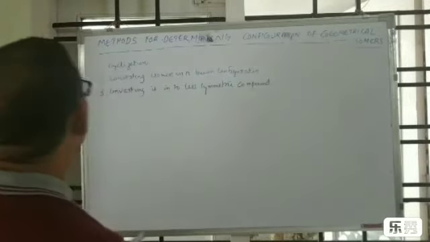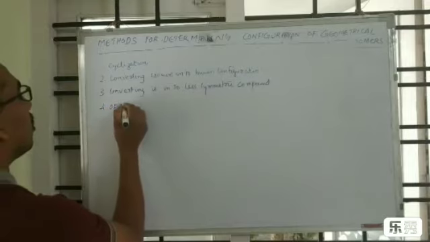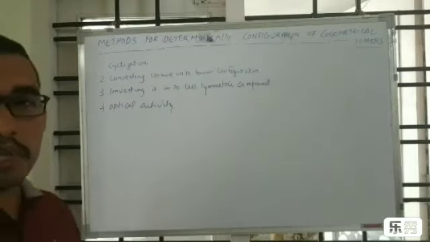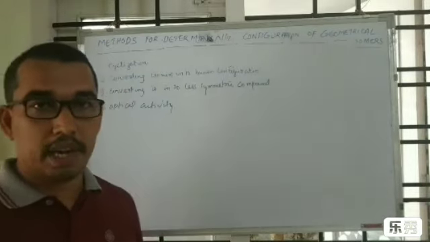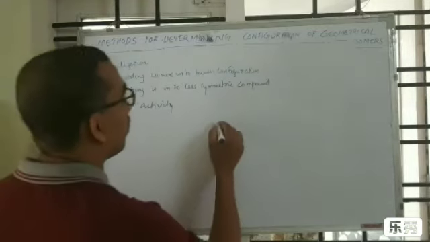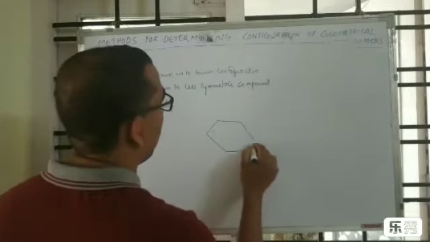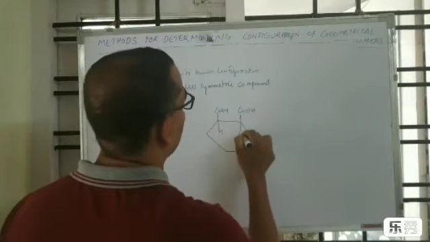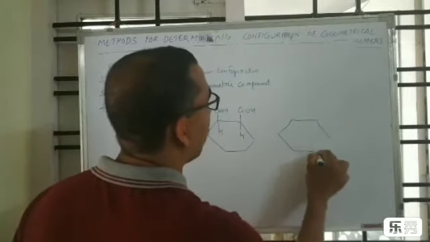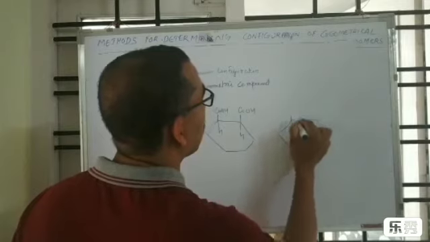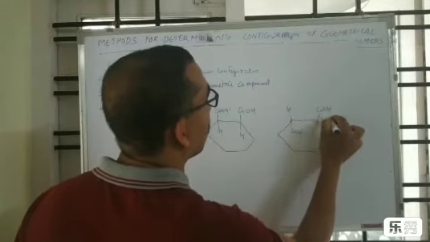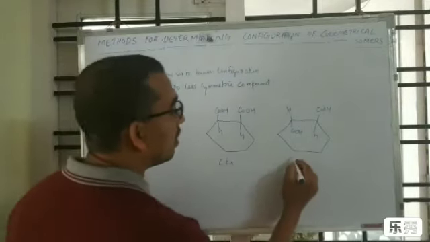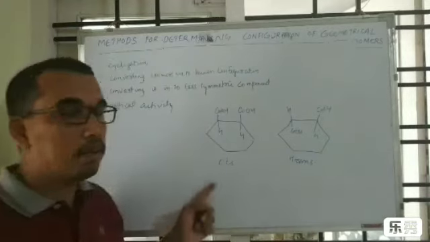Then the fourth one is optical activity. Some of the geometrical isomers will possess optical activity. For example, hexahydrophthalic acid. This is the cis isomer of hexahydrophthalic acid, and this is the trans isomer of hexahydrophthalic acid.